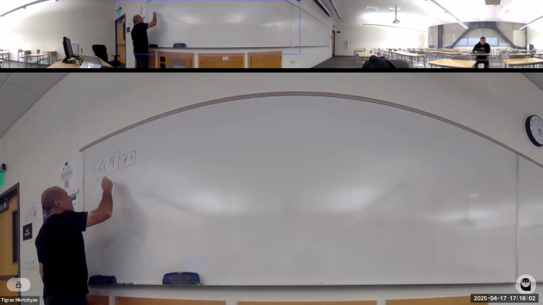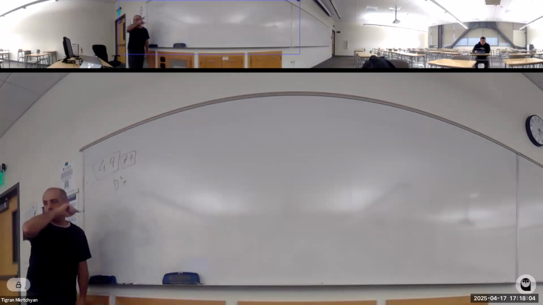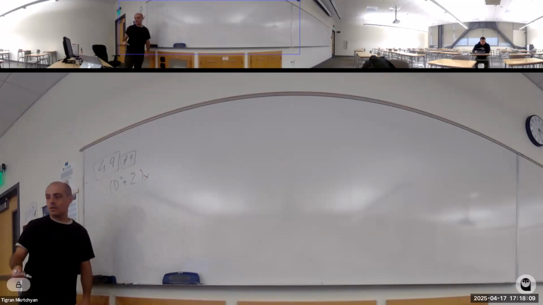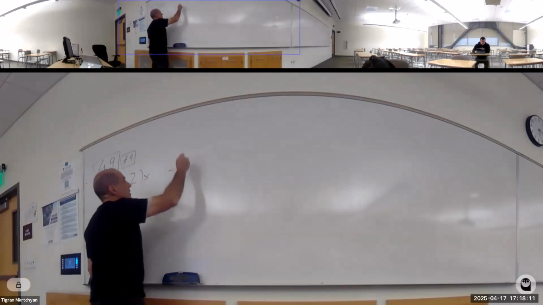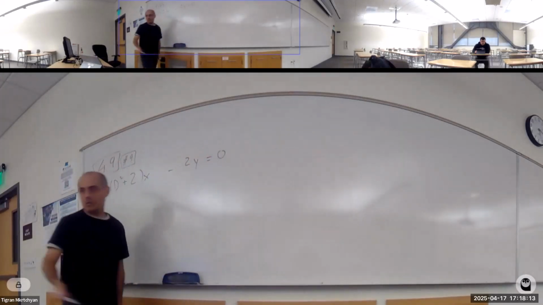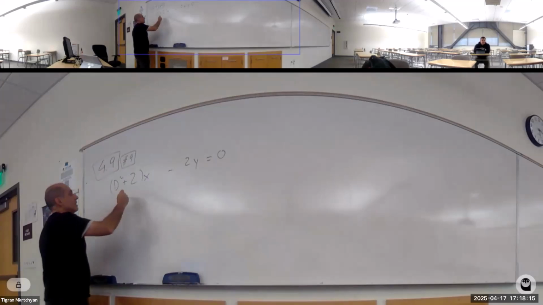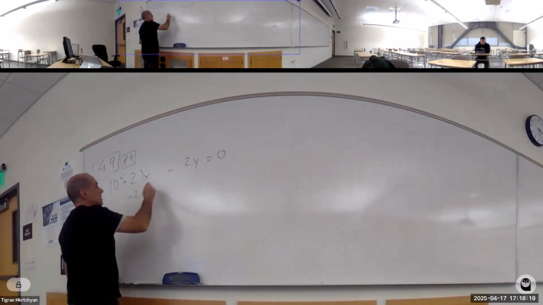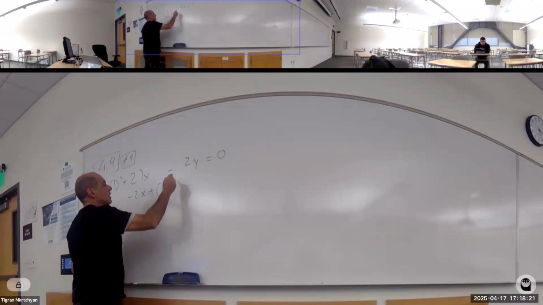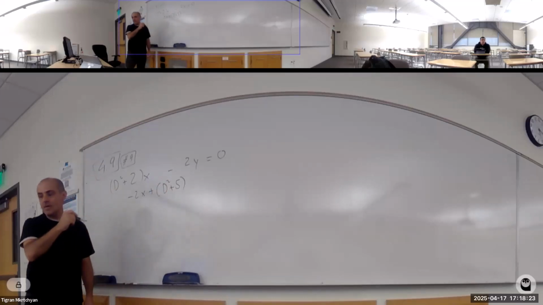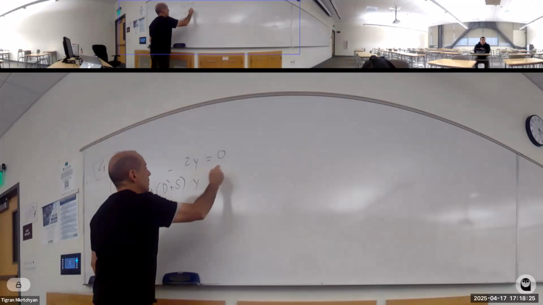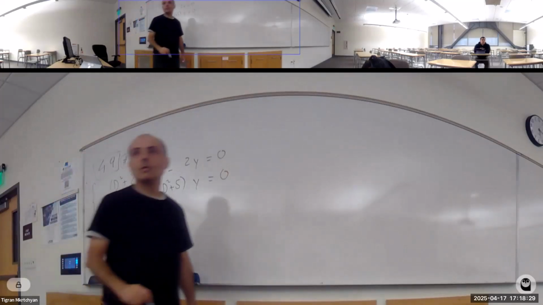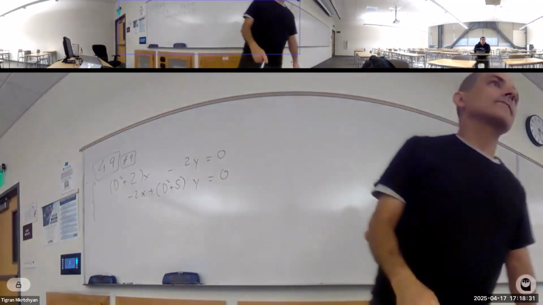So we have D squared plus 2x minus 2y equals 0, and then minus 2x plus D squared plus 5y equals 0. The system to solve.